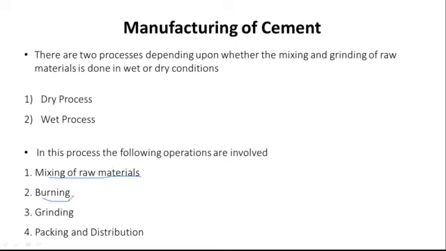The burning process is carried out in the kiln. In the grinding process, the material is ground into fine powder in a tube mill, and gypsum is also added, about 3%. And last, packing and distribution. The cement is stored in a container and packed in a 50 kg bag.